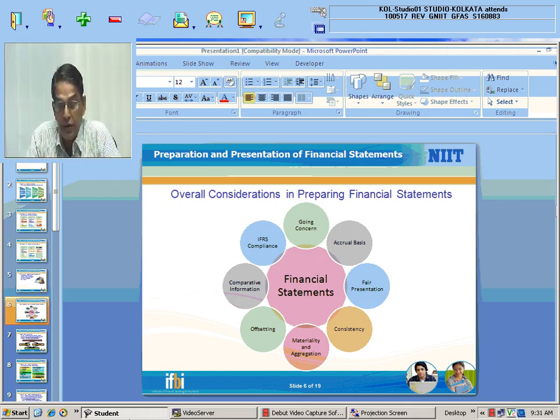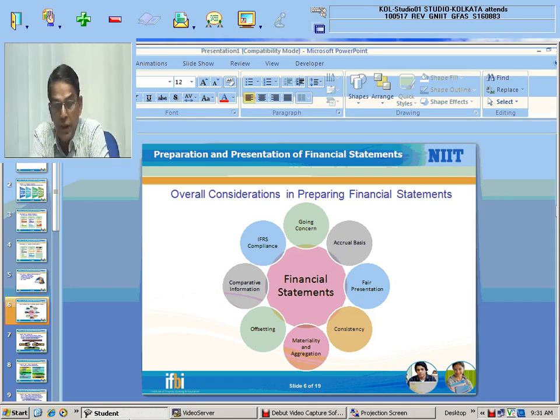But if the management is intending to liquidate the entity or cease trading, stop trading, or has no realistic option other than doing it, then going concern basis may not be applicable. If the management is faced with a situation where they have to liquidate the entity or stop trading or has no option other than doing it, then going concern basis may not apply. But normally, for preparing financial statements, the assumption is always that the entity is going to continue in the business for a foreseeable time, for a long time in future. That is another important basis. Fair presentation, going concern.